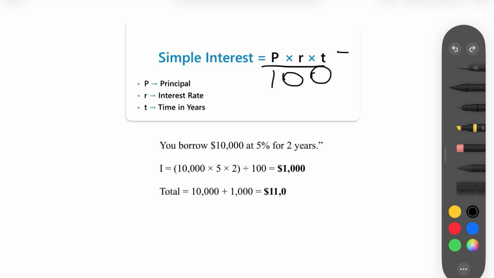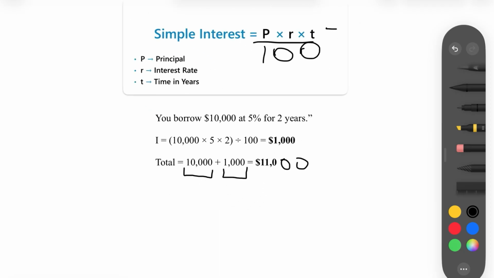No. We now have to add to get the final money, or the total. So what are they making, plus what am I also giving back to them? We borrowed 10,000, and then we add the money that they're making, which is the 1,000, which gives us $11,000. That's how you find simple interest.